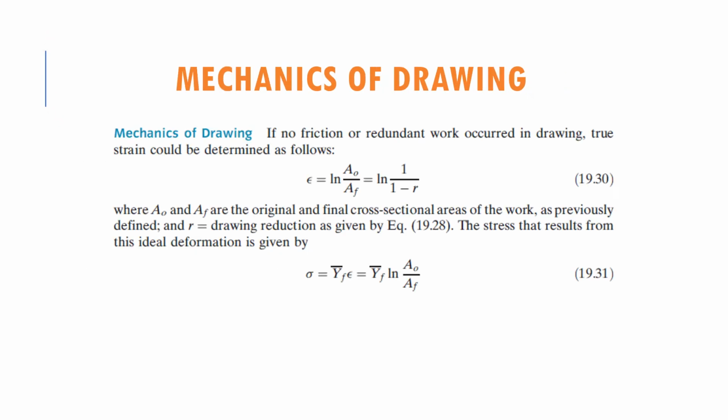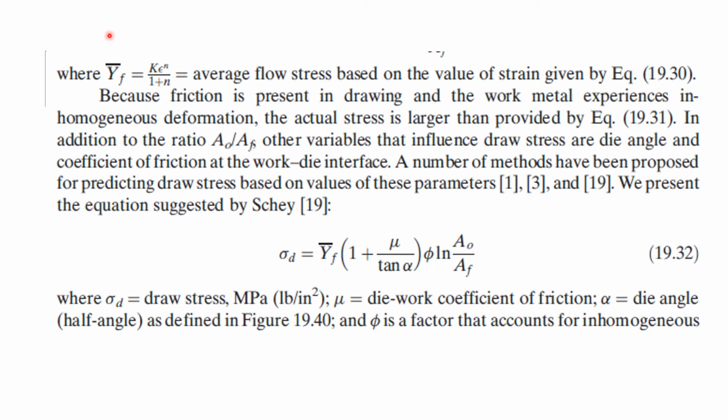Under the condition where no friction or redundant work occurs in the drawing, the true strain can be calculated using epsilon equal to ln A naught over A final, or we can simplify it to ln 1 over 1 minus r. The stress for the ideal deformation can be calculated using sigma equal to the average flow stress times the strain, so you get the equation like this. For the average flow stress, the equation is still the same. Recall the average flow stress equation, Yf equal to K epsilon to the n over 1 plus n.